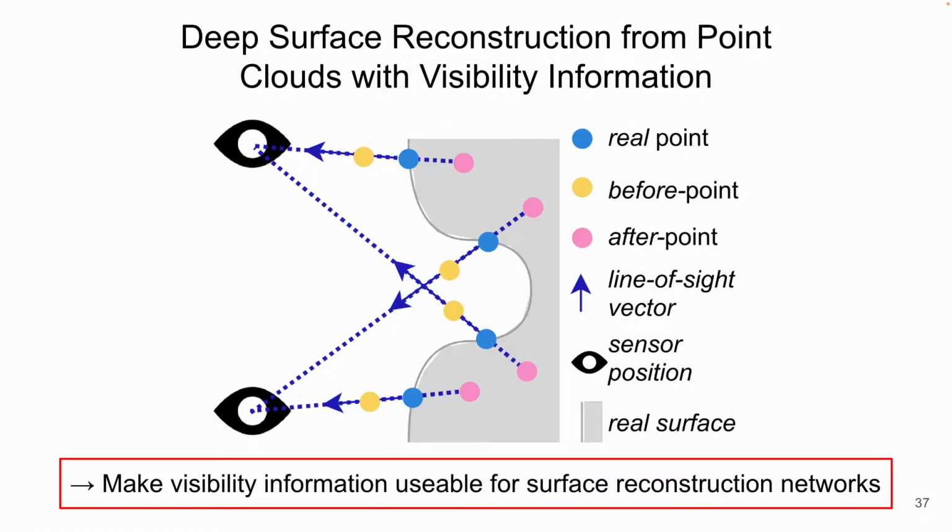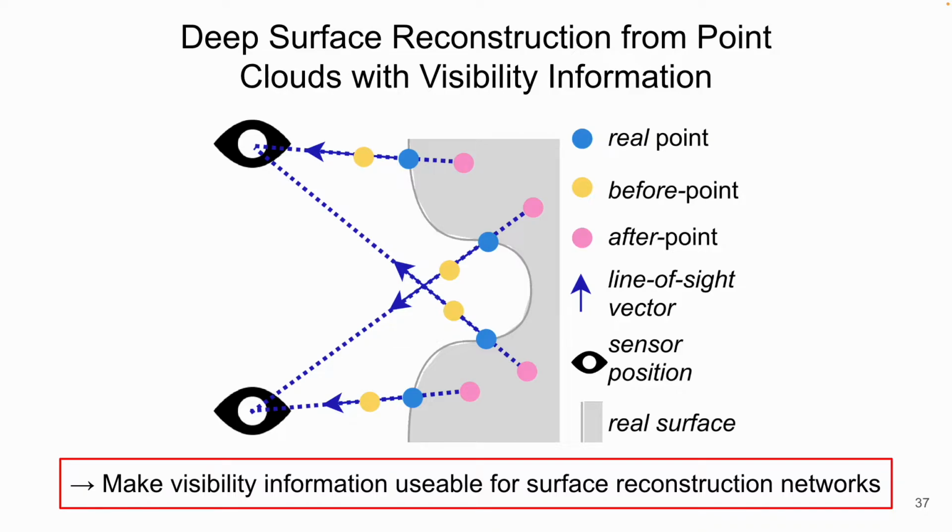So now the idea is to use this information in the reconstruction process. And we do this by augmenting a point cloud in 2 ways. First, we add these line of sight vectors here in dark blue to each observed point. So these vectors are directed towards the corresponding sensor of the point. And this can help the network to find the correct orientation of the surface.